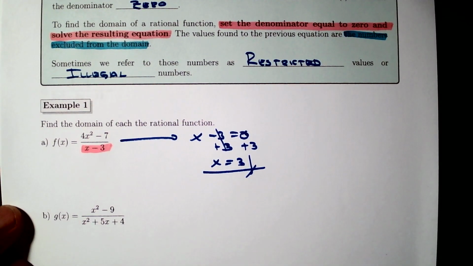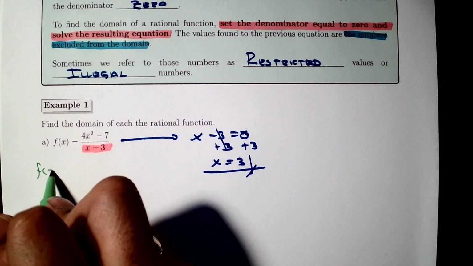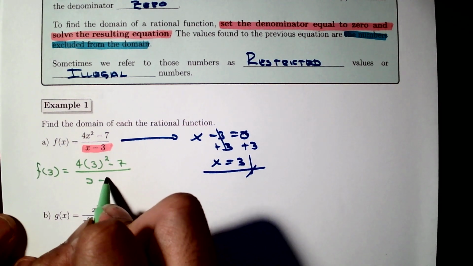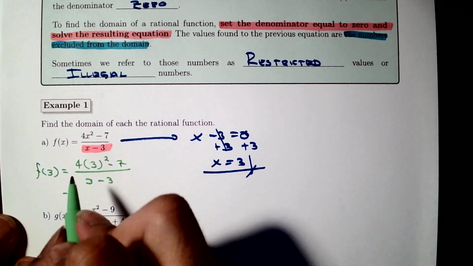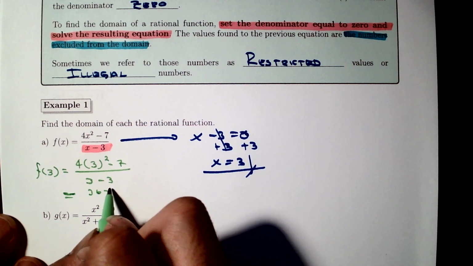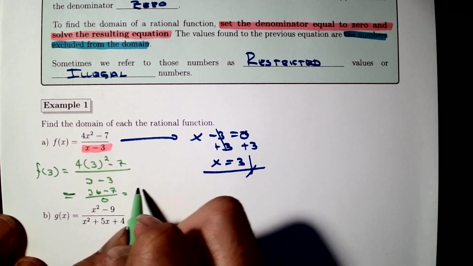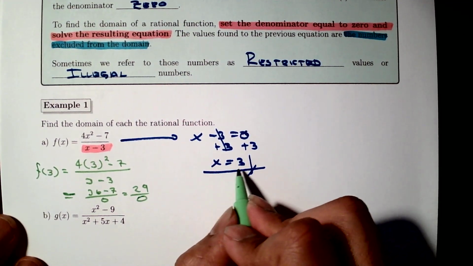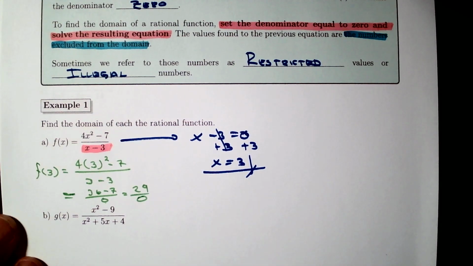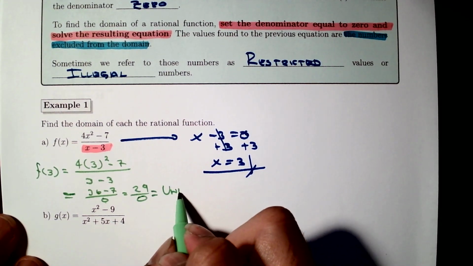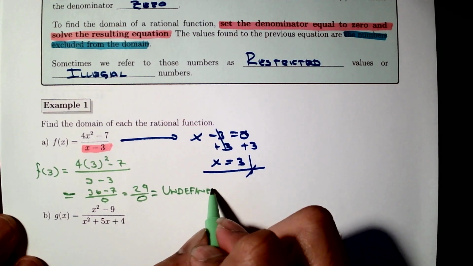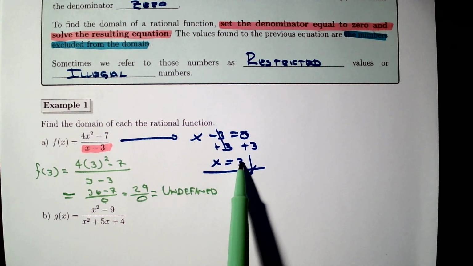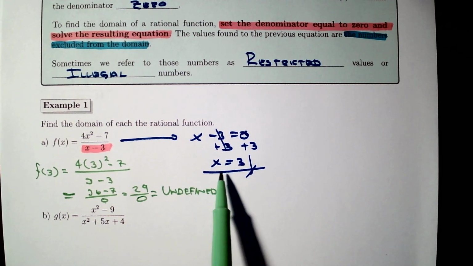So in other words, what happens if you evaluate f of 3? Well, 4 times 3 squared minus 7, divided by 3 minus 3. 3 squared is 9, times 4 is 36, minus 7 is 29, and 3 minus 3 equals 0, which is 29 over 0. So plugging in x equals 3 gives a 0 in the denominator, and when we get a 0 in the denominator, this is undefined. So we're looking for those numbers. In this case, this is a restricted value, or an illegal number.